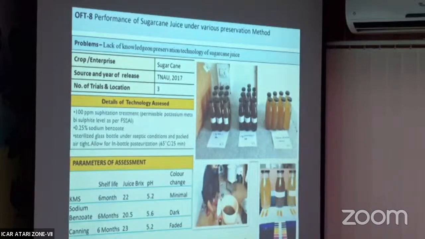So with regard to different treatments with KMS, sodium benzoate and canning, we observe that KMS has minimal changes in color, and among the various treatments, this KMS was found to be the best.